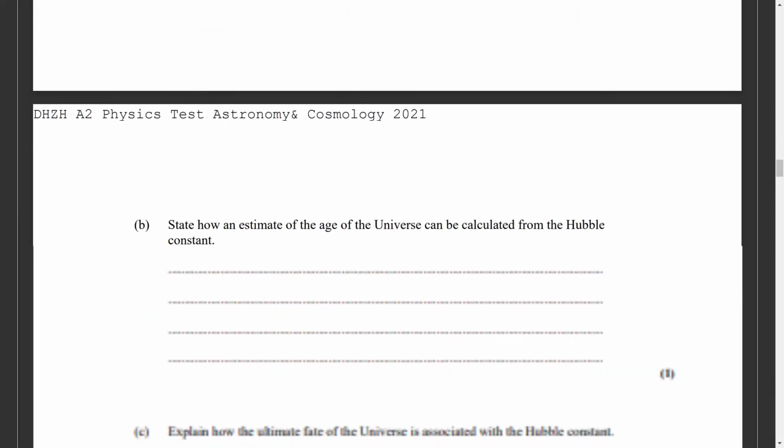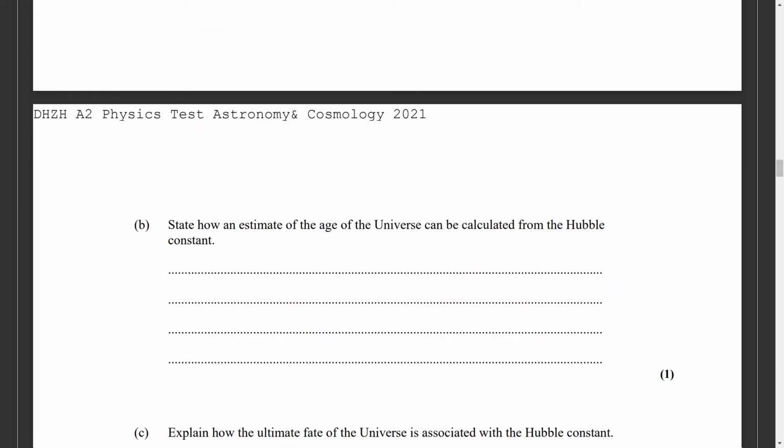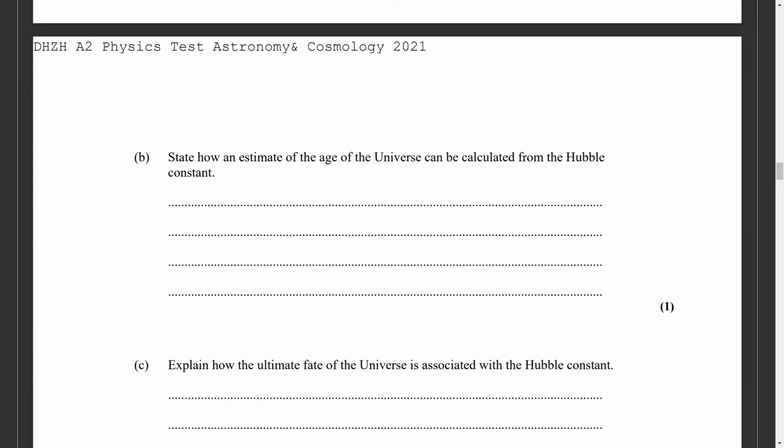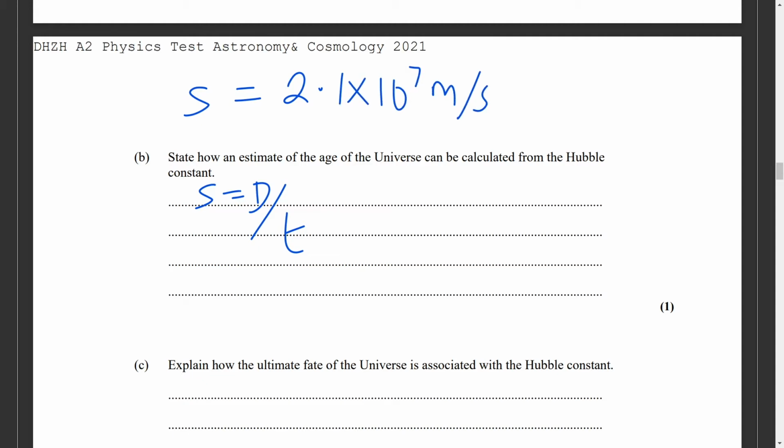All right, let's try and handle the next one. State how an estimate of the age of the universe can be calculated from the Hubble constant. All right, another 1-mark question here. Right, so we know that speed is equal to distance over time. Okay? If speed is distance over time, the average speed of a galaxy that's receding from us is given as 2.1 times 10 to the 7. These are values that are given by aeronautical and space agencies, and that's what I'm using here. All right, so that's the speed.